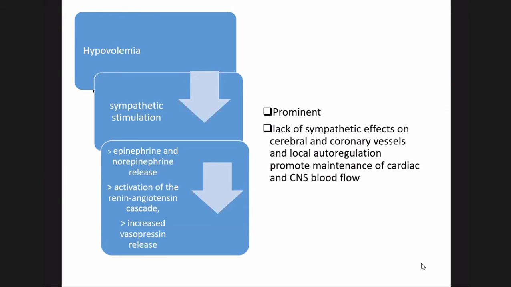So in continuation, hypovolemia here also includes sympathetic stimulation, leading to epinephrine and norepinephrine release. So activation of the RAAS cascade and increased vasopressin release. So peripheral vasoconstriction is prominent, while lack of sympathetic effects on cerebral and coronary vessels and local autoregulation promote maintenance of cardiac and CNS blood flow.